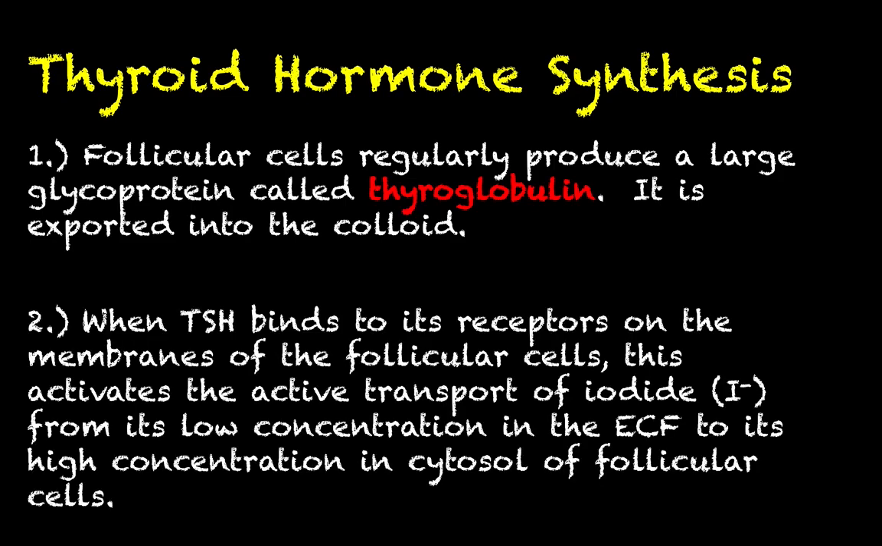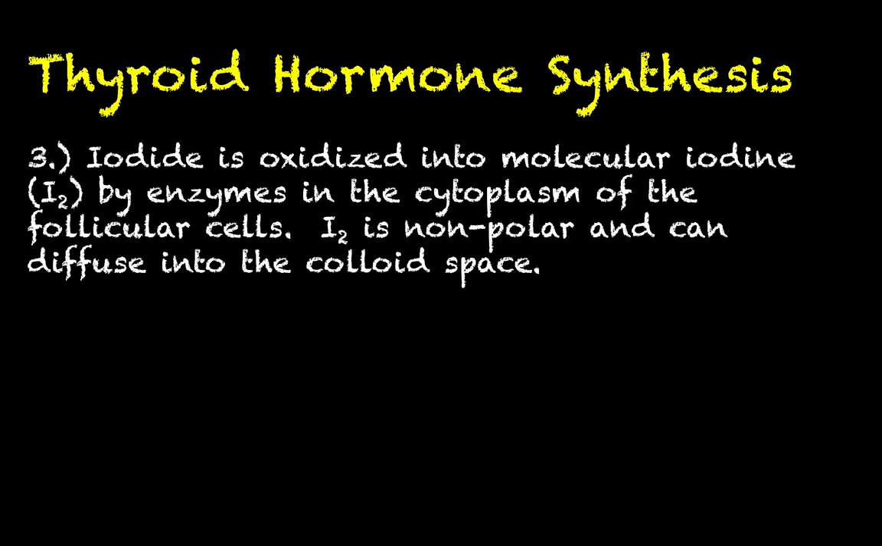Number 2, when TSH binds to its receptors that are on the membranes of the follicular cells, this activates the active transport of iodide, which is in its ionic form, from its low concentration in the extracellular fluid to its high concentration in the cytosol of the follicular cells. So, of course, this is an active transport process that requires energy. This iodide is then oxidized into molecular iodine by enzymes in the cytoplasm of these follicular cells, and then iodine, being a nonpolar entity, can then diffuse freely into the colloid space.